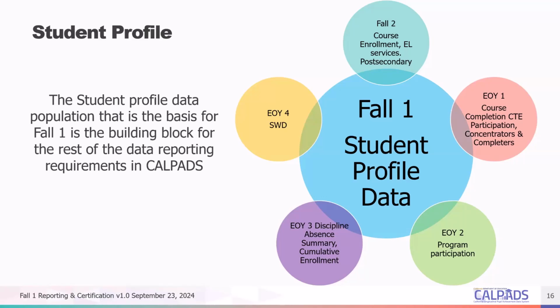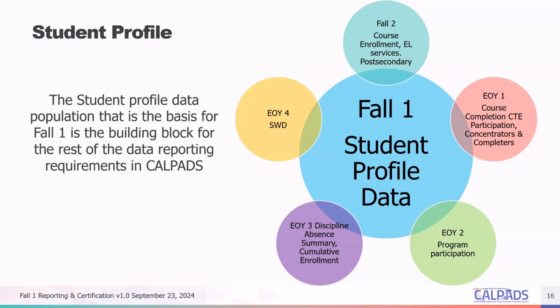So all the data that's submitted in Fall 1 is used throughout the year, right? So in Fall 1, we start what is called the student data profile. That's where we have their demographics, their program participation, their English language acquisition status. That's the basics of the profile. And that's where we also identify students' special education eligibility.